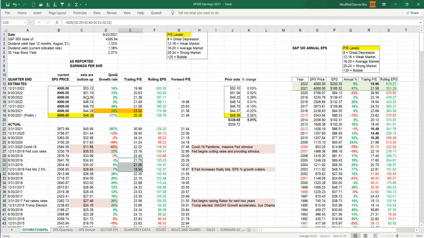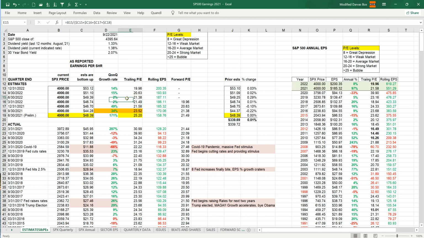Trust me, the index is valued on inputs just like everything else. How much money are they going to make? And when you know how much profit the index is going to make, then you can come up with a valuation and determine what's the reasonable rate to pay for that stream of earnings.